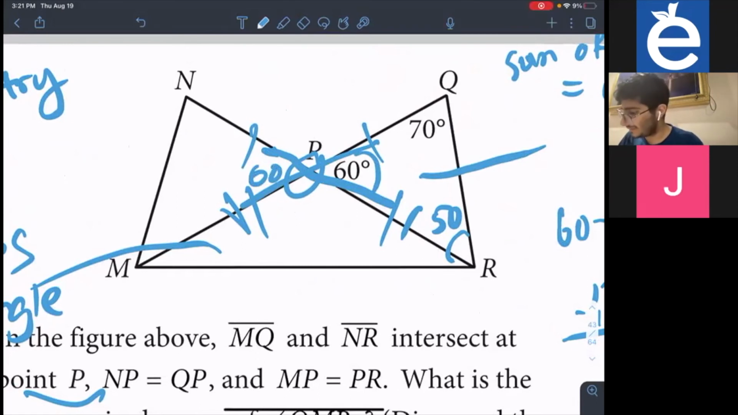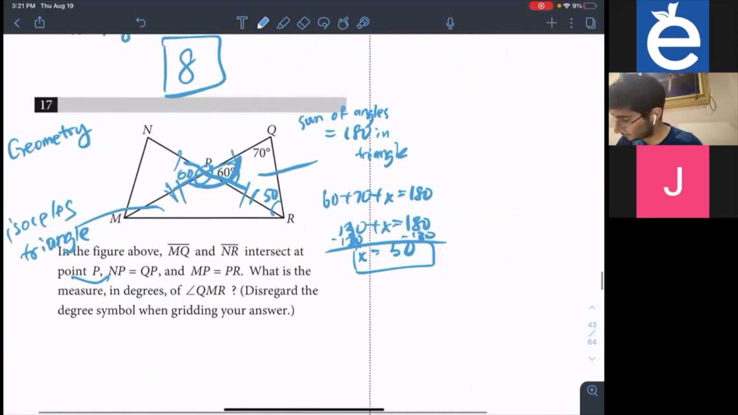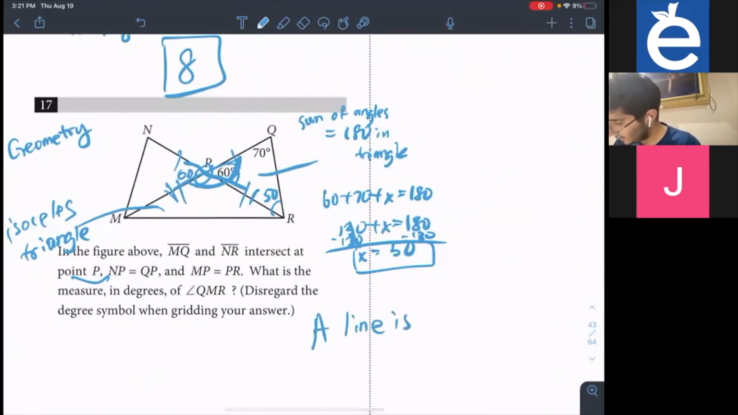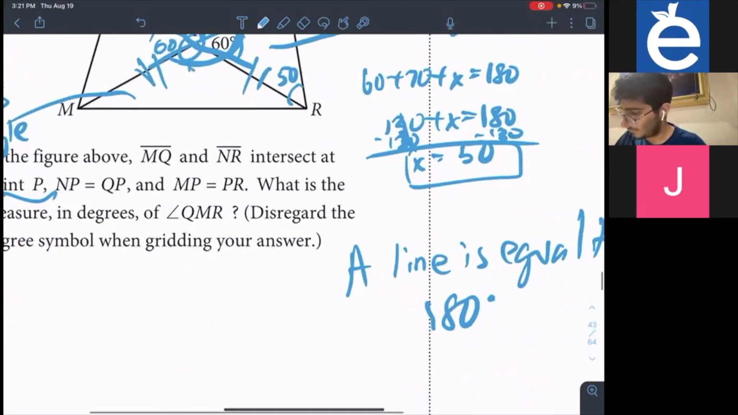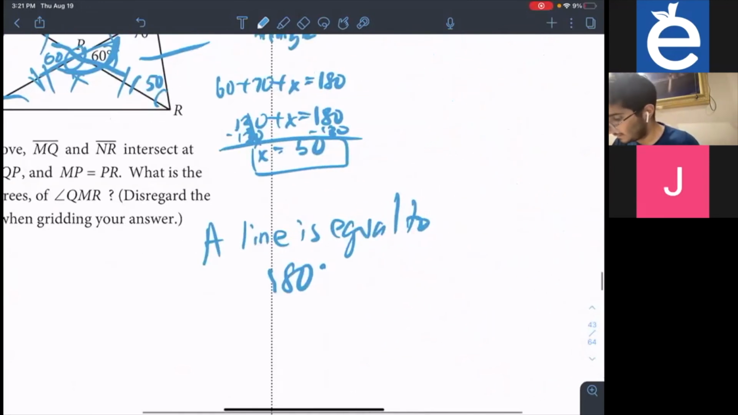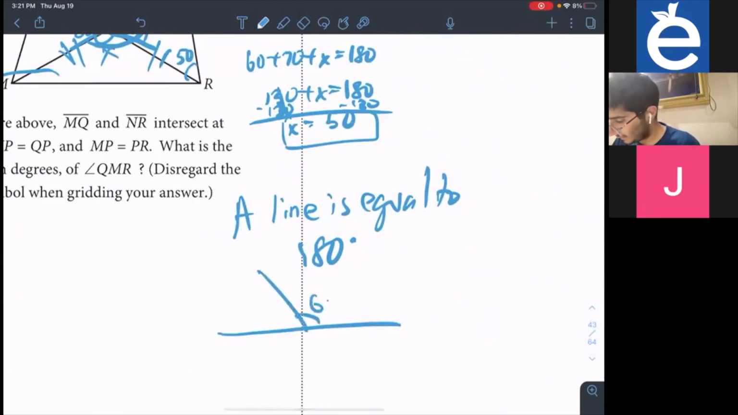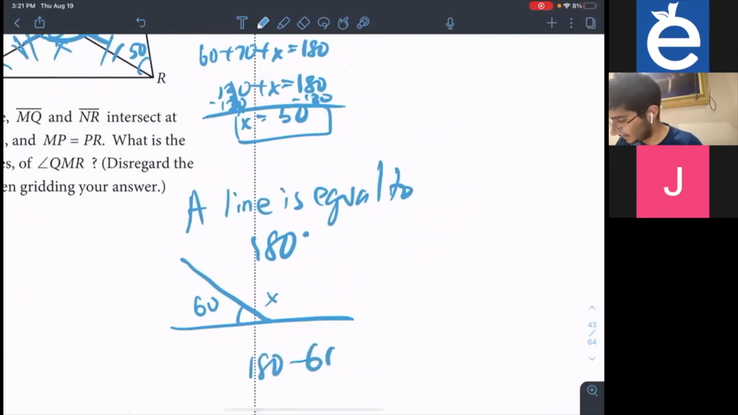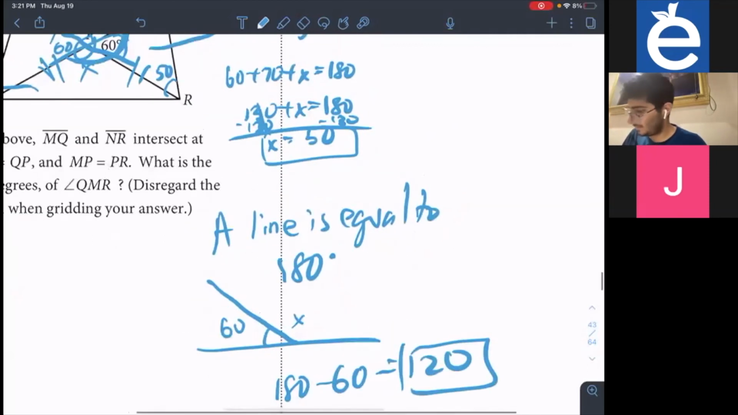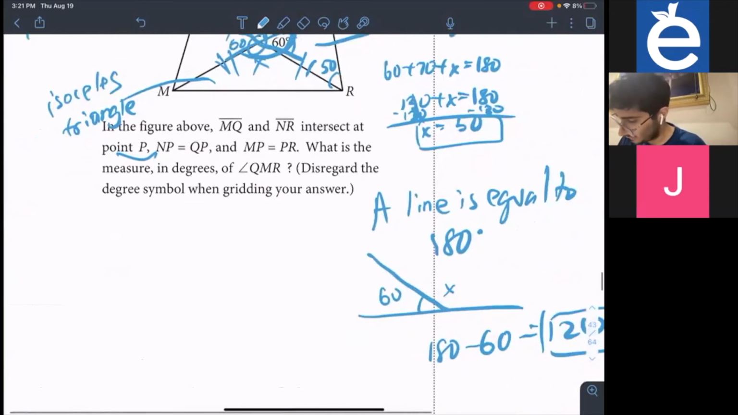Also, another thing to know is that this is a line. A line is equal to 180 degrees. So what that means, if you have to figure that value right there. So this is 60, what is the value of this? It would be 180 minus 60, which is 120. So we have this angle right here. Let me redraw it.